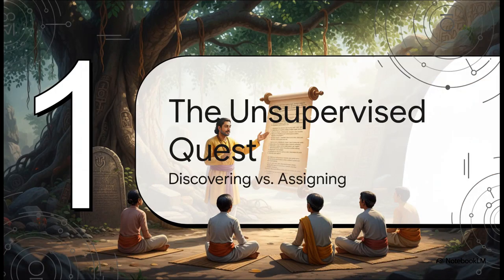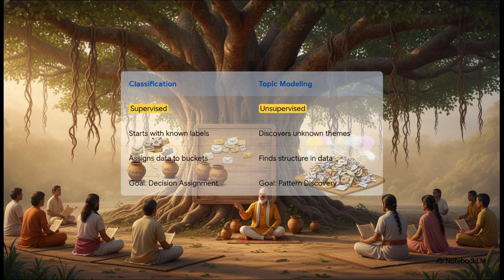Okay, first things first, we have to frame this problem in the right way. This is a quest for discovery, which is a totally different ballgame from just assigning labels to things. The contrast here is what's really interesting. On one side, you've got classification, that's supervised. Think of it like sorting mail into boxes that are already labeled. Bills, junk mail, letters. You already know your categories.